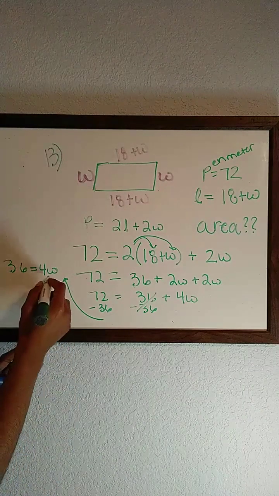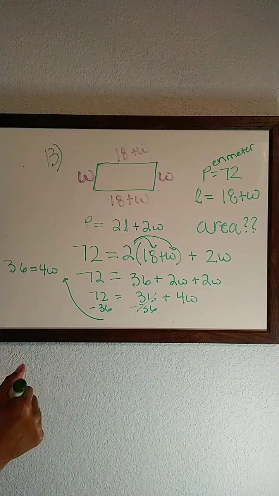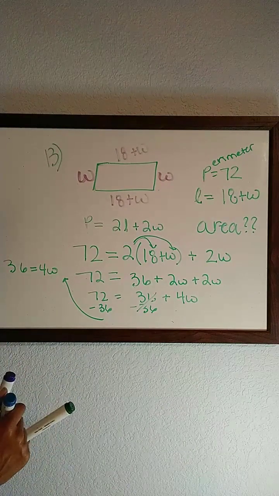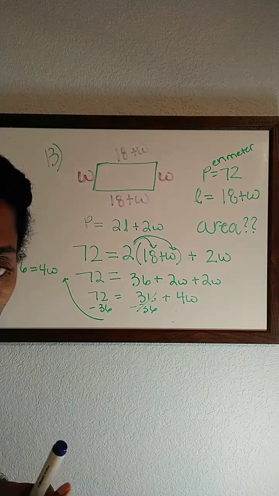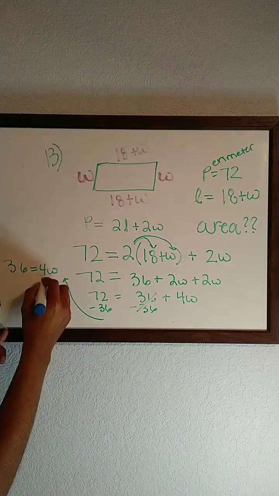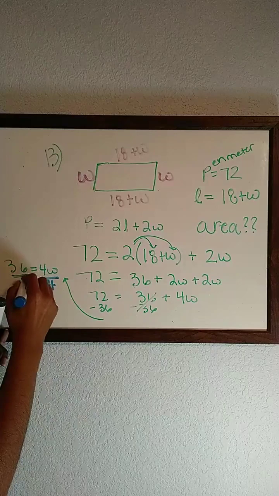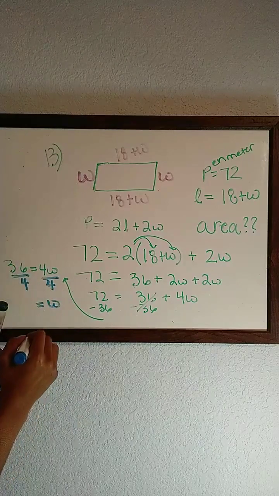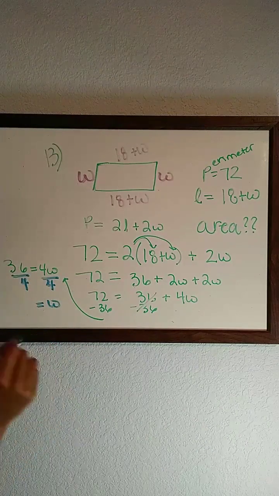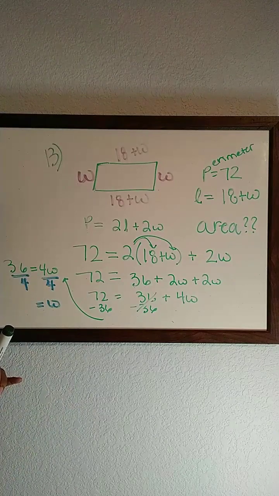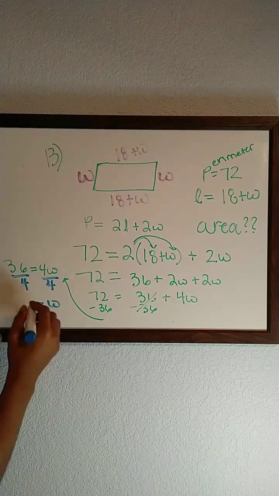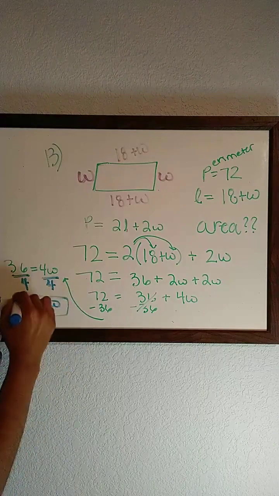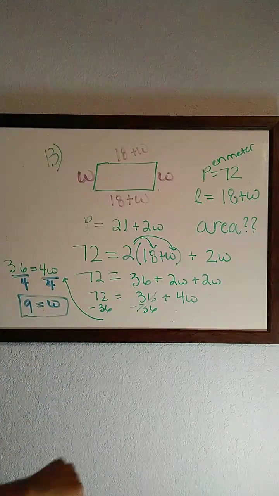Yes, and then my last thing to get W by itself is to separate that multiplication, and the opposite of that is to divide by 4. So what is W equal to? Yes, Joe. So now W is equal to 9. We did all of that to get W is equal to 9 to do what?